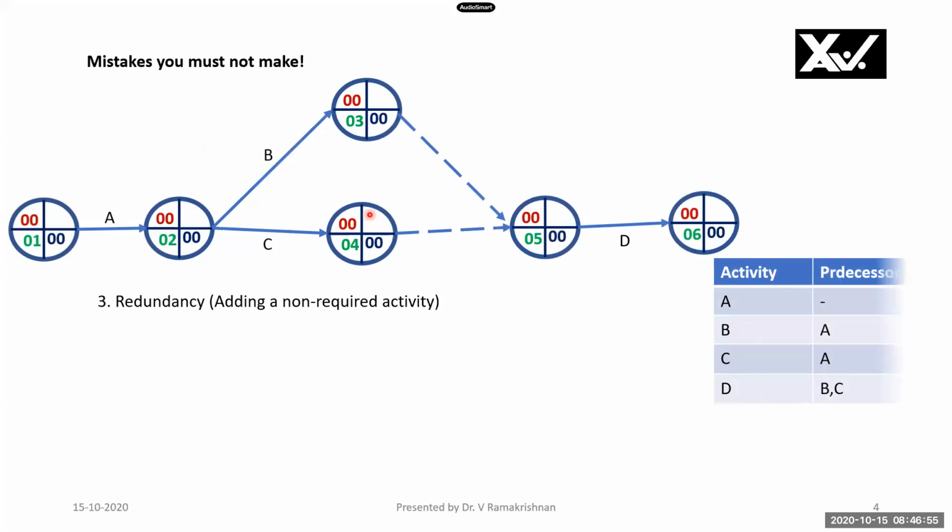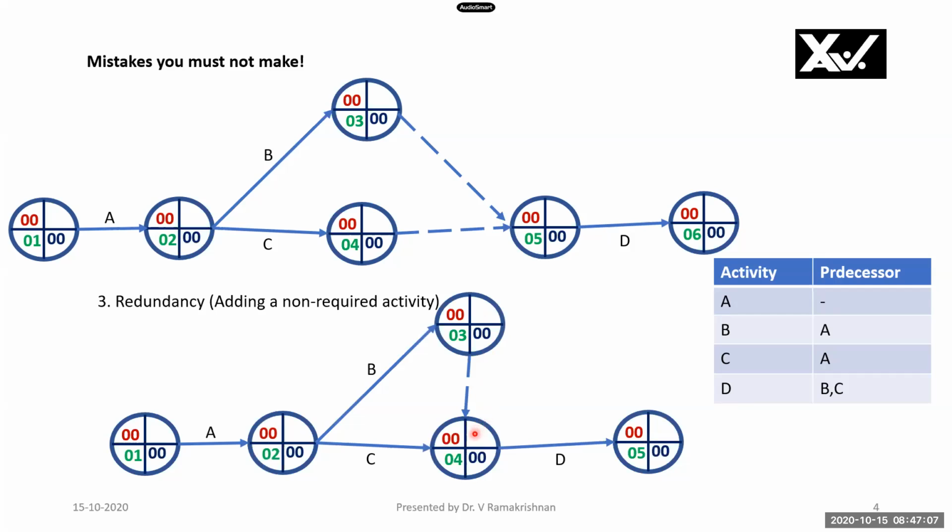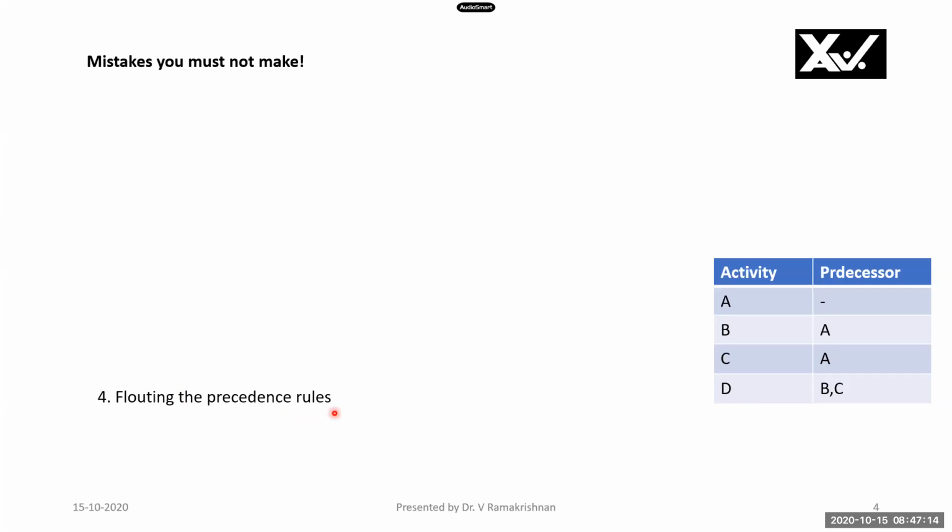Redundancy. Please note here, B and C are predecessors to D, as shown here. B and C are predecessors to D. But I cannot use two dummy activities to represent this because I can use only one dummy activity for representing the same thing. Therefore, this redundancy should be avoided. Right? Finally, flouting the precedence rules. Whenever the predecessor rules are there, they should be followed strictly.